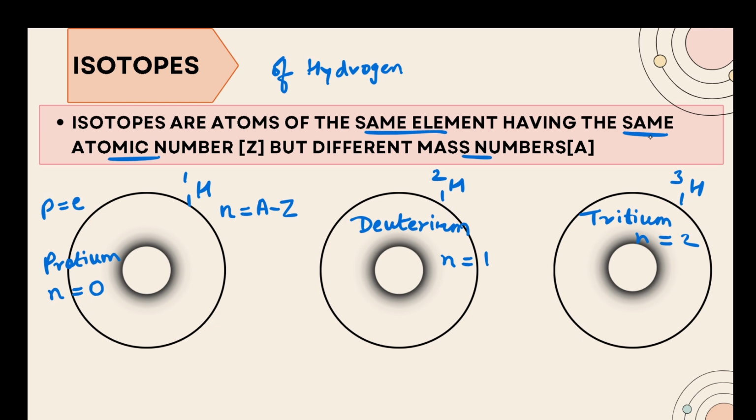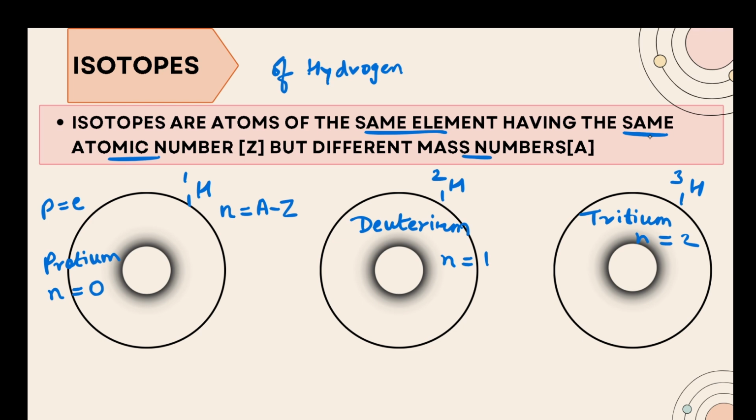So, from your examination point of view, the definition is important and the example of hydrogen is important, where you might be asked to draw the isotopes of hydrogen. You might be asked which subatomic particle is differing in the three isotopes of hydrogen. So you should be clear that the number of neutrons will be differing in all the three isotopes of hydrogen.